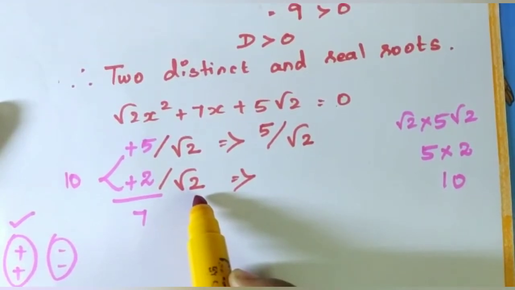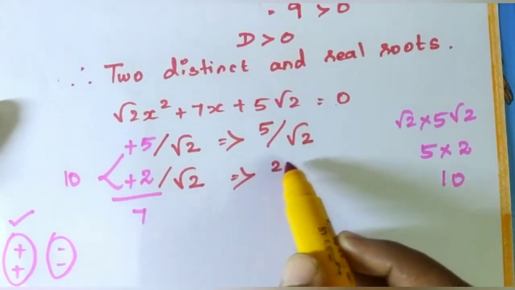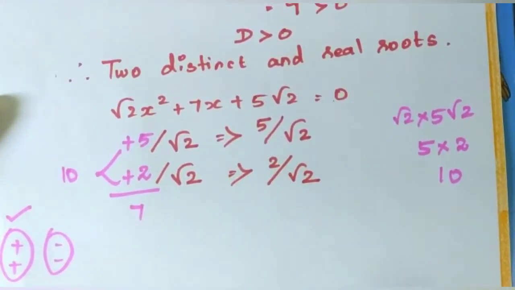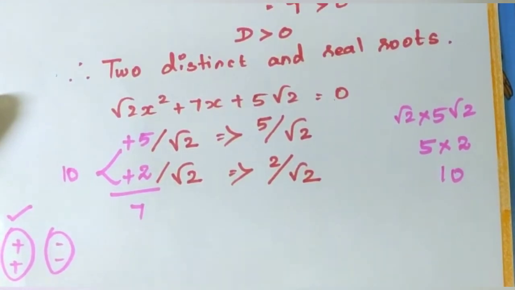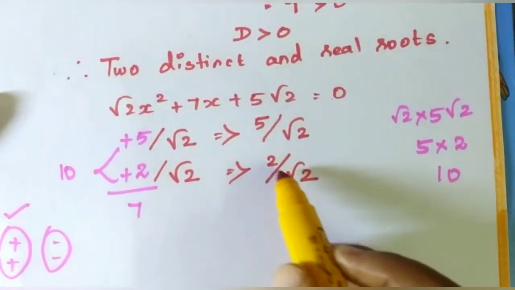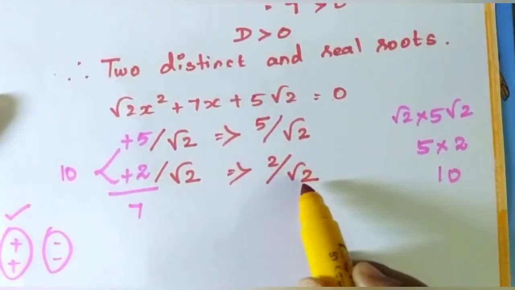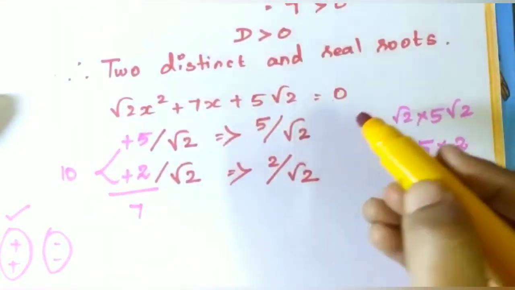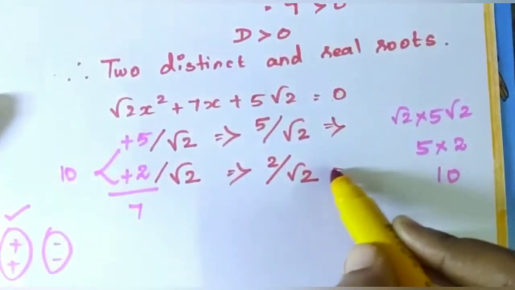Or otherwise, if you have a doubt, write straight away that 2 root 2 here. Then we will solve for the x value. Okay, 2 root 2, write it as it is. If you can't cancel it, or you feel it is very difficult, keep it as it is. Okay. Then now you can write the factors.